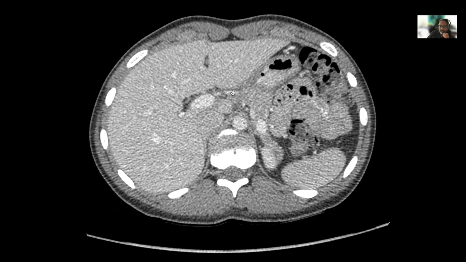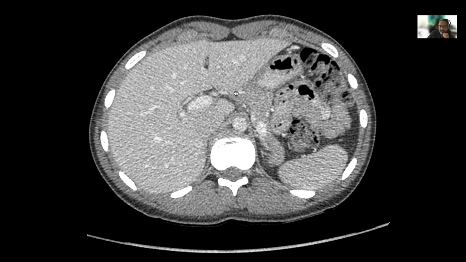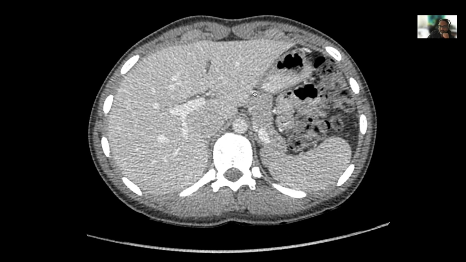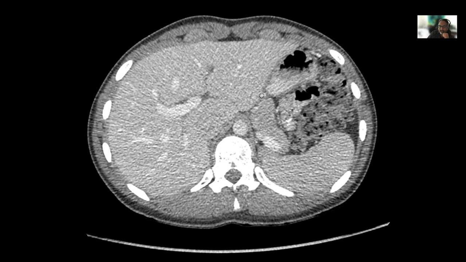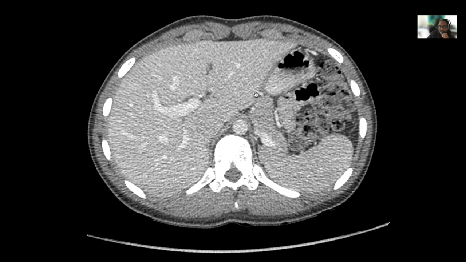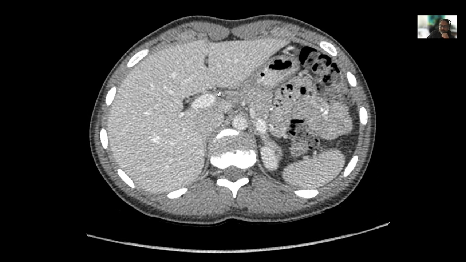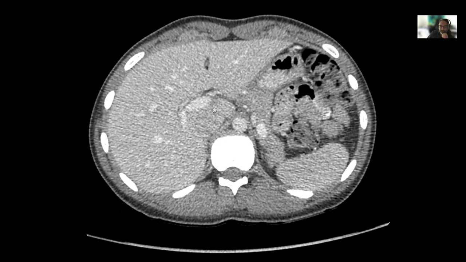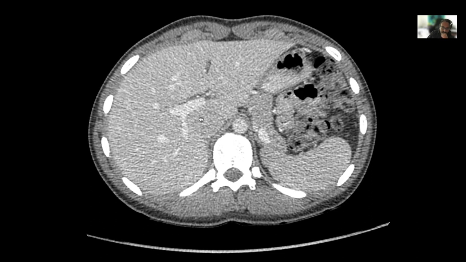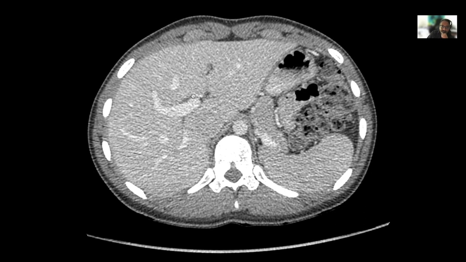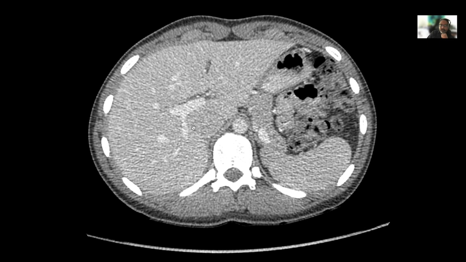Then this could be the right gastric artery. You can see this is going towards the right side. But this is again the hepatic artery proper, and just follow it. Look, it's going into the hilum of the liver. That's the hepatic artery, and here it divides into left and right hepatic artery, which you can't see very clearly here, but I'll show it to you in another view.